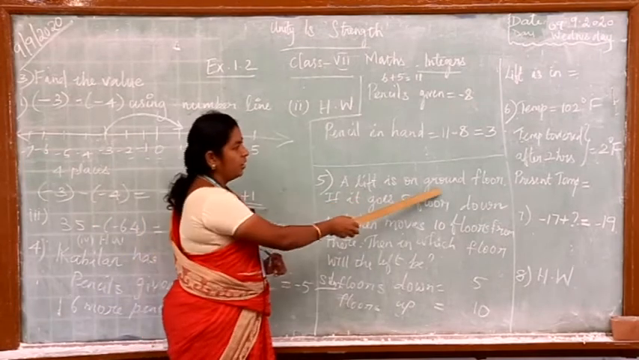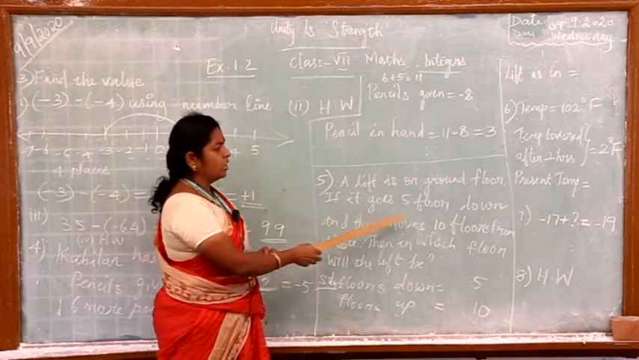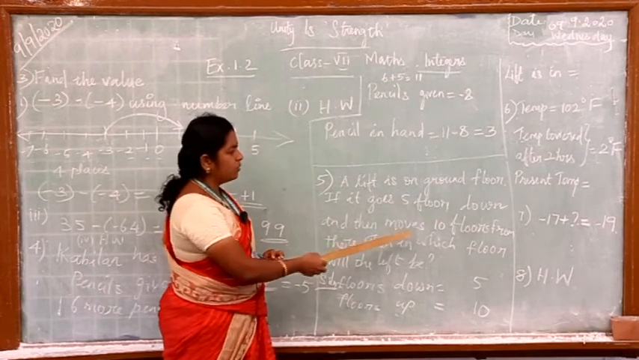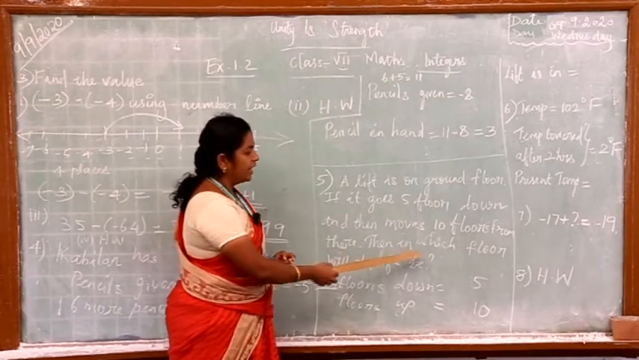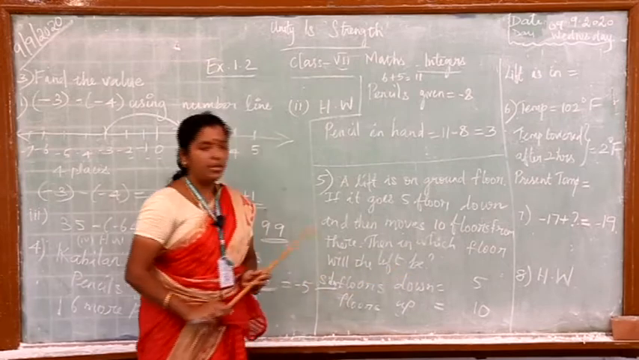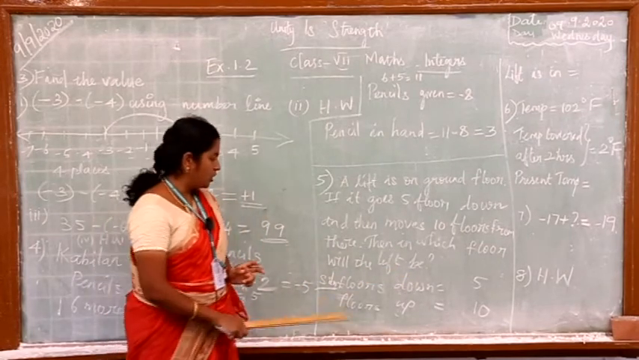So, your lift is on the ground floor. If it goes 5 floors down and then moves 10 floors up from there, then on which floor will the lift be? That is your question. So, now we will go for the solution.